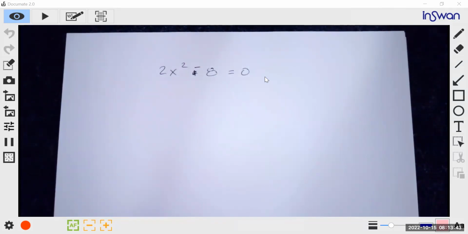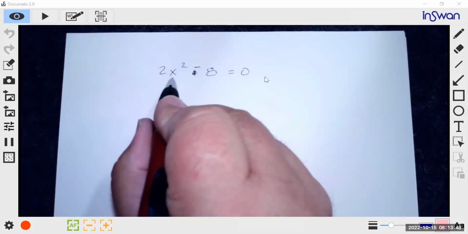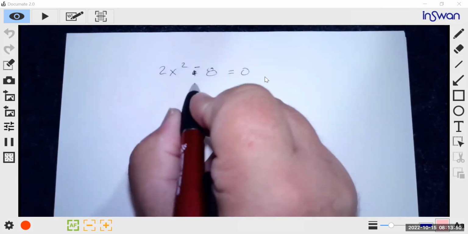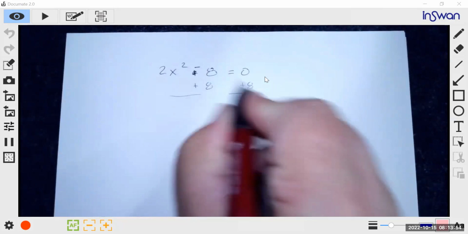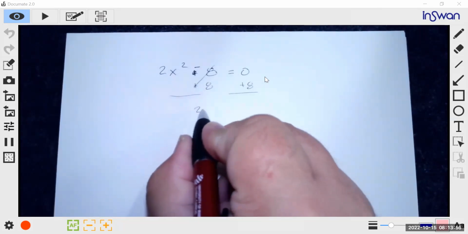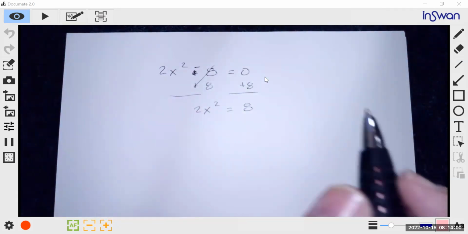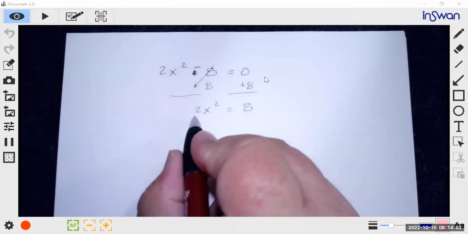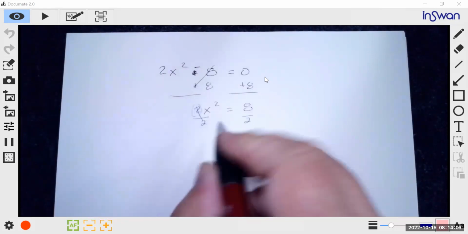Two x squared minus 8 equals 0. We have to get rid of anything plus or minus that's added or subtracted to the x, so we have to add 8 to both sides. So 2x squared equals 8. We have to isolate the x squared, so we have to get rid of the 2. Divide both sides by 2.